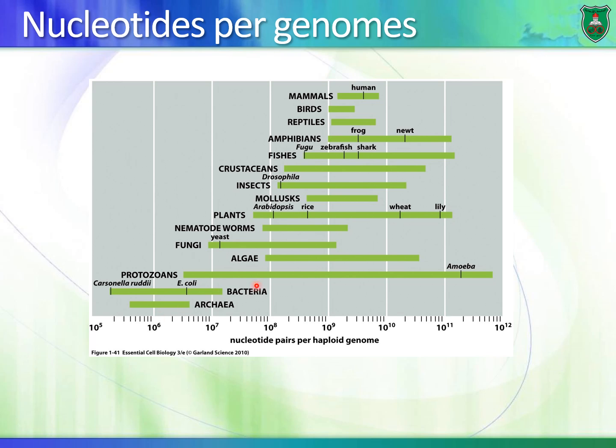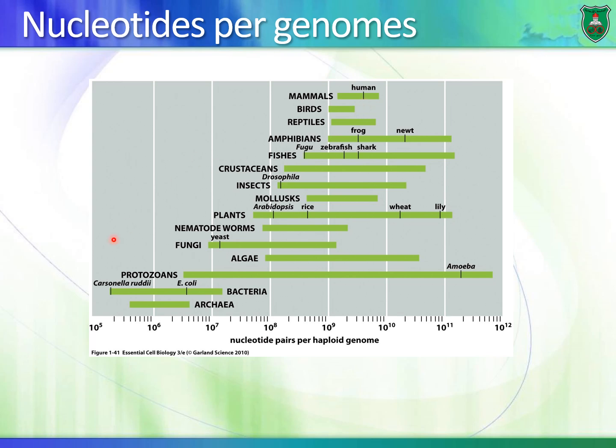Now, this is a comparison of nucleotides, the number of base pairs in different species, archaea, bacteria, plants, for example. You can see the sizes of genomes are widespread. So you have small genomes and you have large genomes. Same thing with fishes, mammals. The human genome lies almost in the middle.